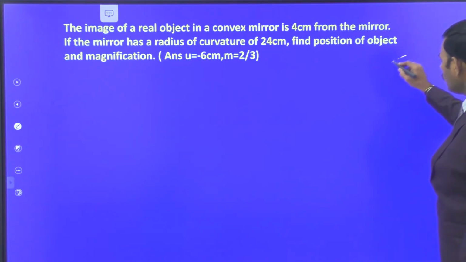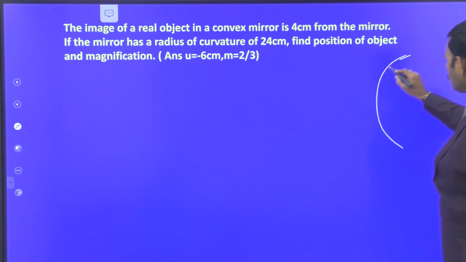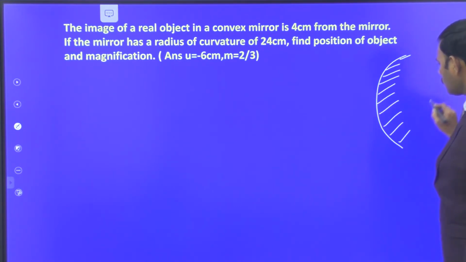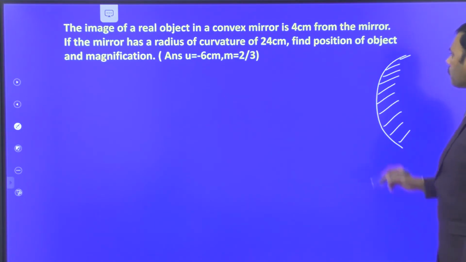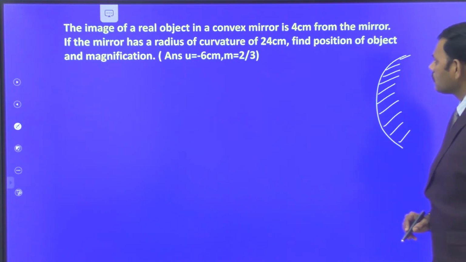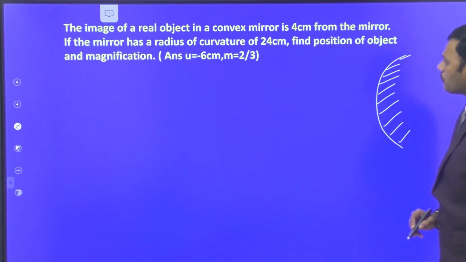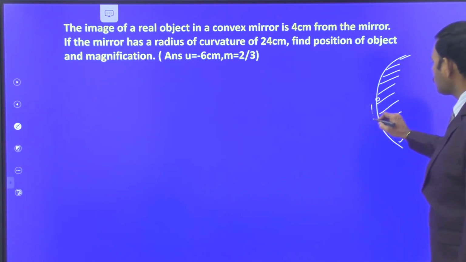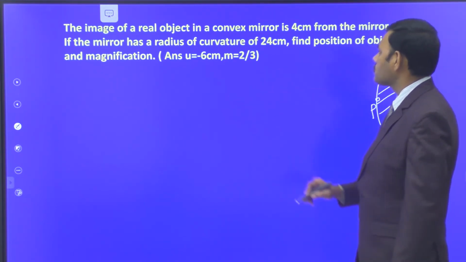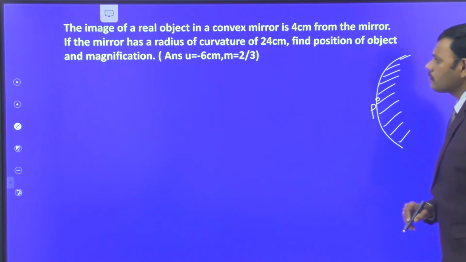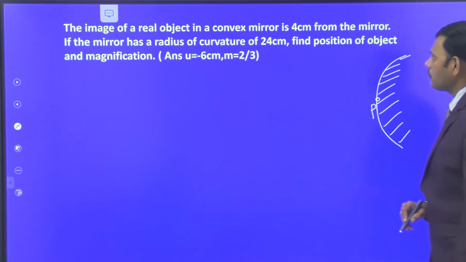So here we are using a convex mirror. The shape of the convex mirror is like this, which is convex towards the rarer medium. Here the image of a real object in a convex mirror is 4 centimeters from the mirror. Distance is always measured from the pole. If the mirror has a radius of curvature of 24 centimeters, find the position of the object and magnification.